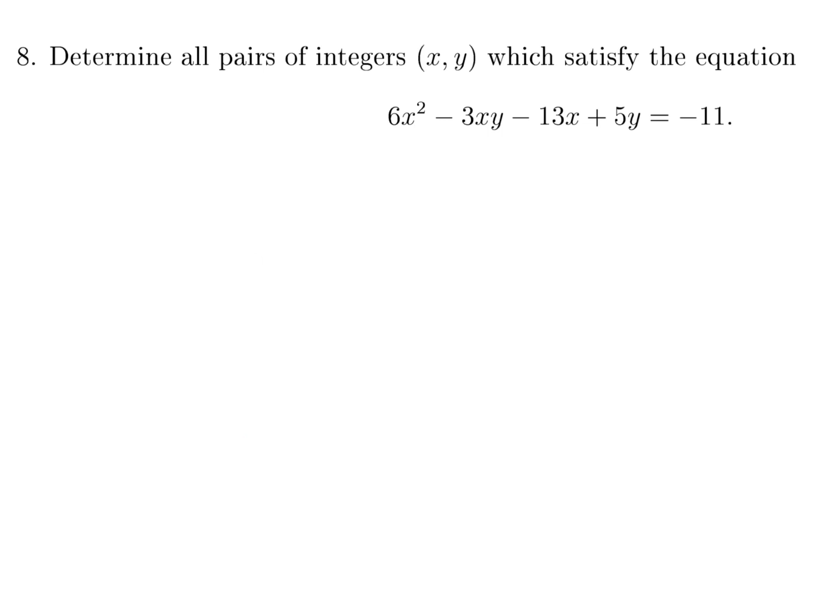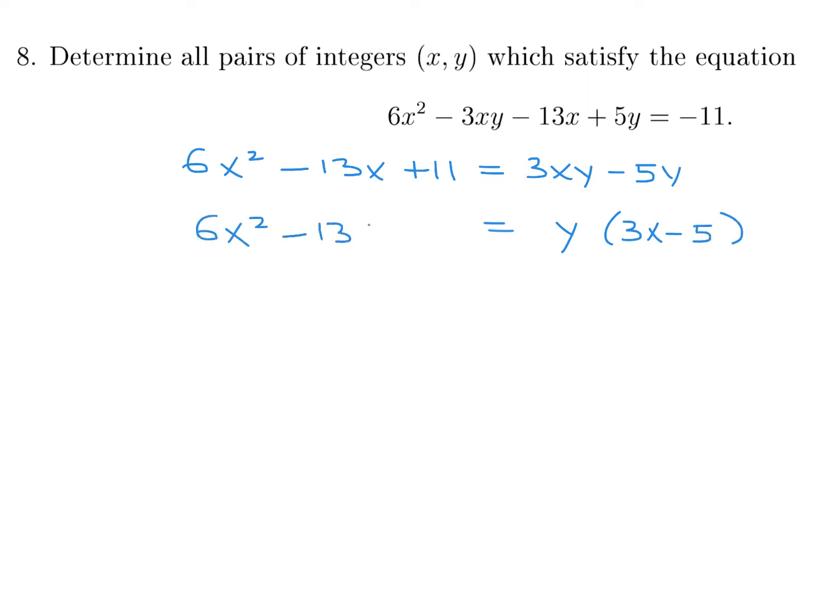Determine all pairs of integers xy which satisfy the equation 6x squared minus 3xy minus 13x plus 5y is equal to negative 11. Well, let's see if we can get one variable in terms of the other. So we got 6x squared minus 13x plus 11. And let's put all the y's on the other side. 3xy minus 5y. Factor out the y, and we get 3x minus 5. And of course this side doesn't change. Then we can just put everything in terms of y: y equals 6x squared minus 13x plus 11 over 3x minus 5.